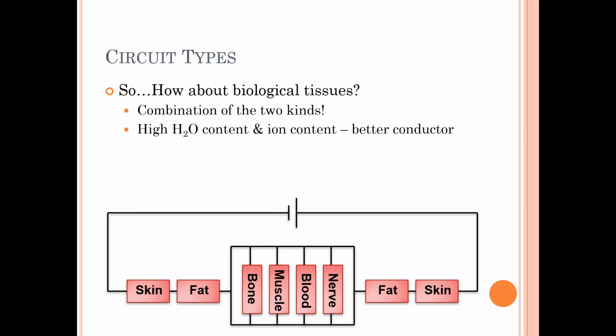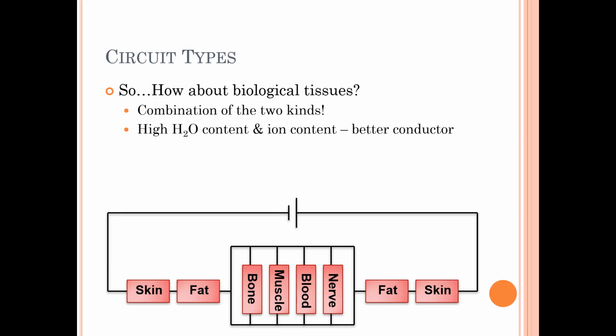So as a practical example, what do you think would happen with biological tissues? Do you think there would be a series circuit or a parallel circuit? Unfortunately, our answer isn't as simple as the Christmas tree light strand example that was previously used. On entering the body, several different electrical paths develop and form series and parallel circuits. Tissues that have higher water content and higher ion content are better conductors.